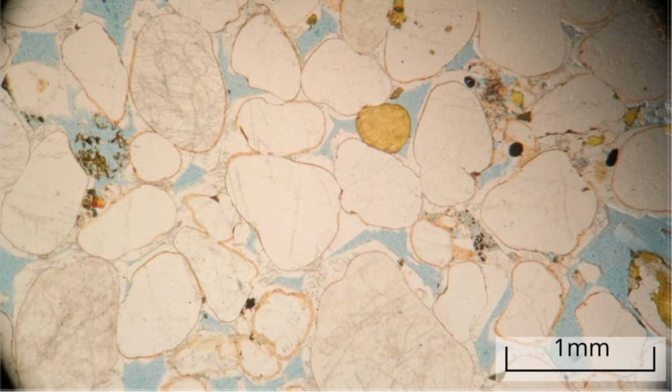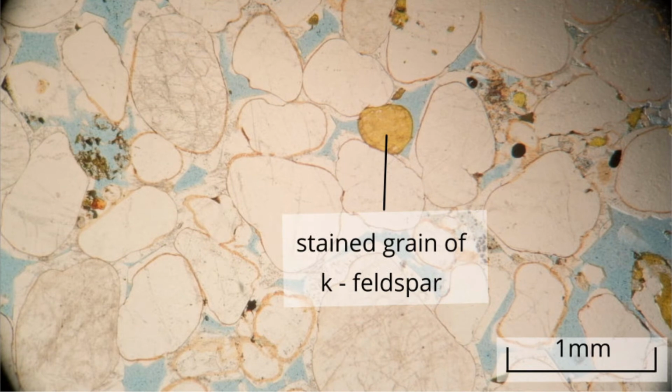Grains are of two main types. In plain polarised light, most grains are colourless, but there is another grain which is yellow. This colour was produced when the thin section was placed in a sodium cobaltinitrite solution, which stained the grains of potassium-rich feldspar, or K-feldspar, a yellow colour.